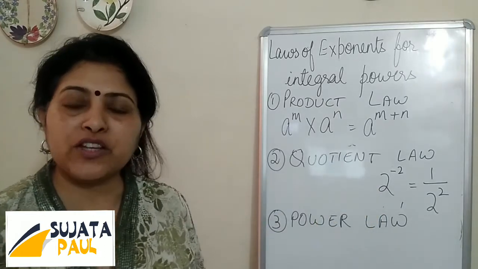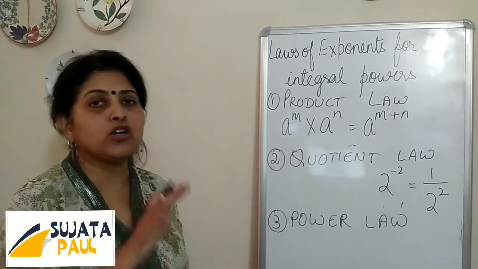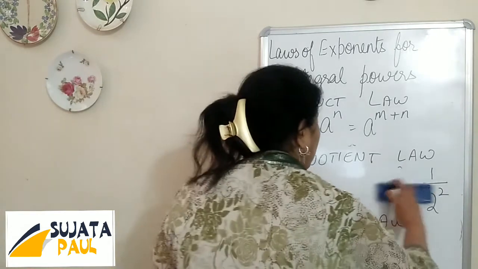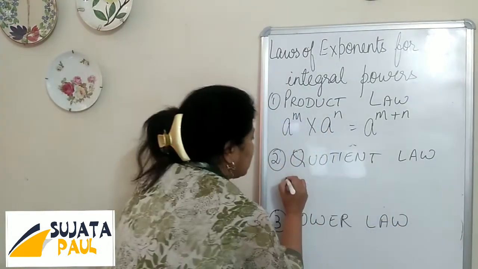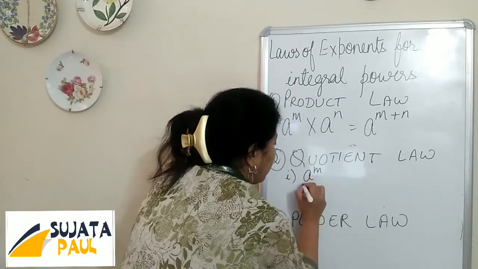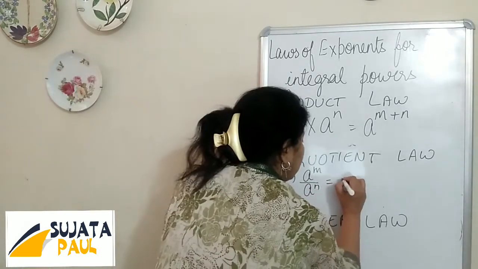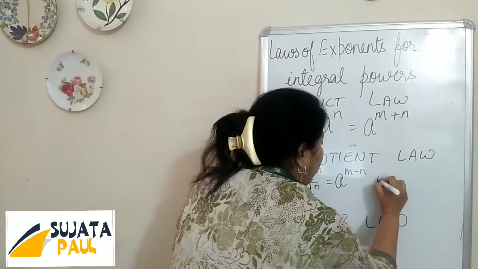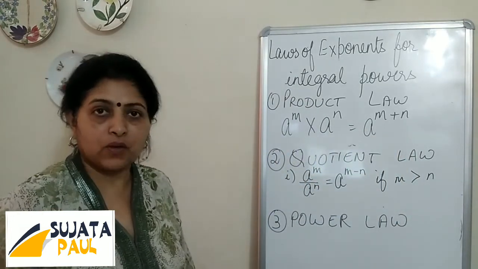This part. 2 raised to the power of minus 2 means it is 1 upon 2 squared. So, I can say that there are 2 parts to this quotient law which we must understand clearly. The first part is that if I have a raised to the power of m upon a raised to the power of n, the answer will simply be a raised to the power of m minus n if m is greater than n. Okay?